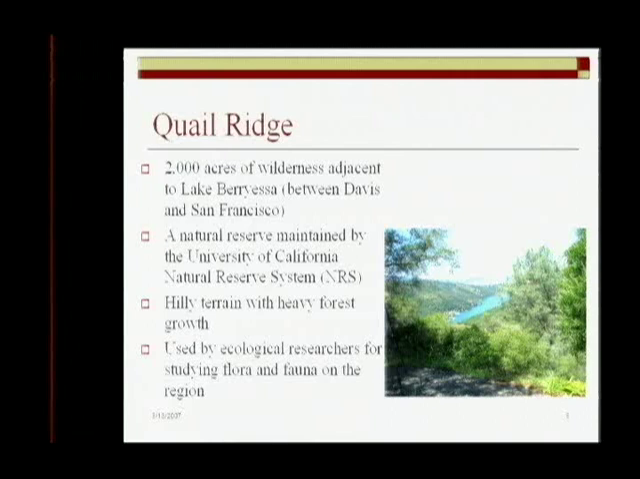Okay, so getting back to the test bed that we are building, this is a very beautiful picture of Lake Berryessa over here, which is near the Napa Valley area. To give you the geographical location, this is halfway in between Davis and San Francisco, so about 40 miles each way. In the middle, to the right of the lake is a ridge, which is a big ridge, and I'll show you a topological picture also, which is about 2,000 acres of wilderness.